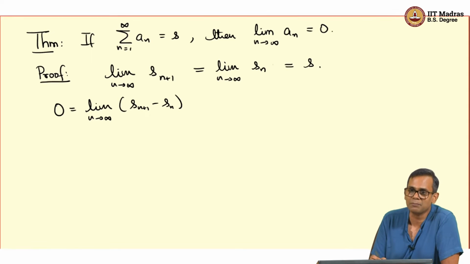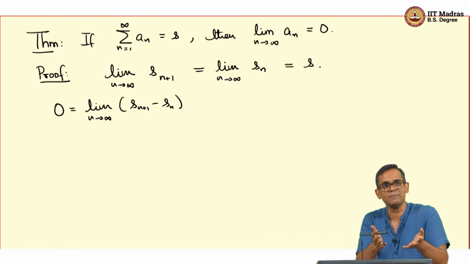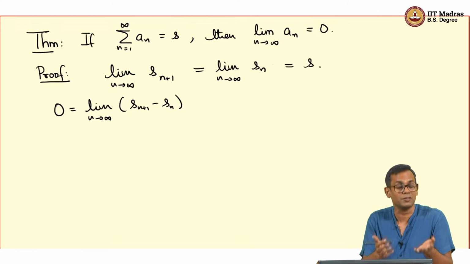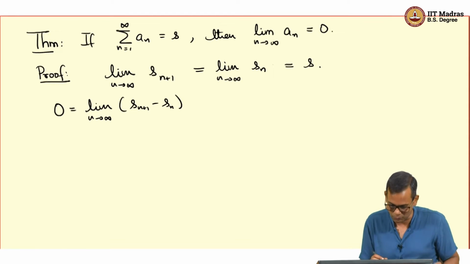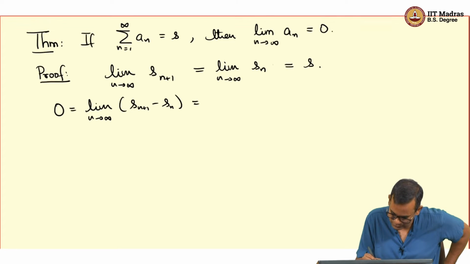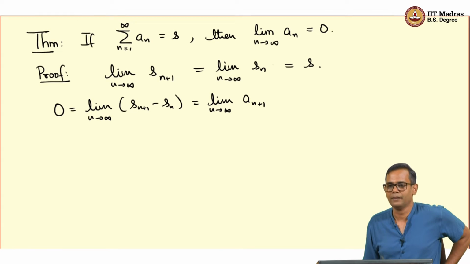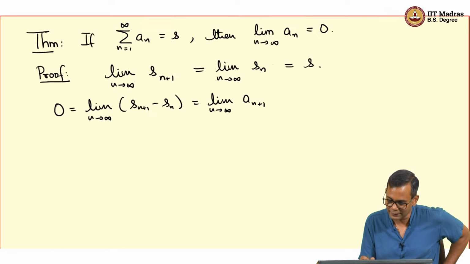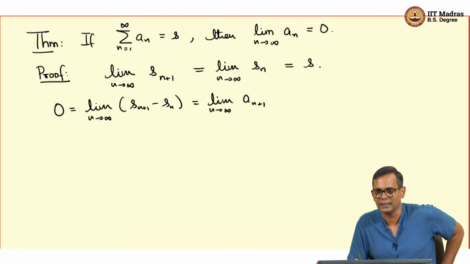But what is S_{n+1} minus S_n? Well, S_{n+1} is the sum of the first n plus 1 terms of the sequence. S_n is just the sum of the first n terms of the sequence. So, this is the limit as n tends to infinity of just a_{n+1}. And so, what we have is that the limit as n tends to infinity of a_{n+1} is 0. Well, that is really the same as saying that the limit as n tends to infinity of a_n is 0.